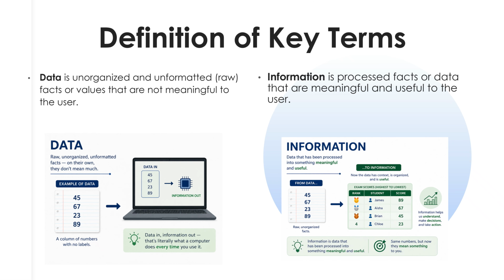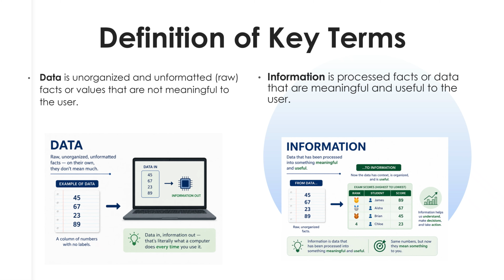This next pair is one of the most commonly tested definitions in this course. We have data versus information. Data is raw, unorganized, and unformatted facts. On their own, they do not have much meaning. Think of a column of numbers. We have a column of numbers here, that is 45, 67, 29.